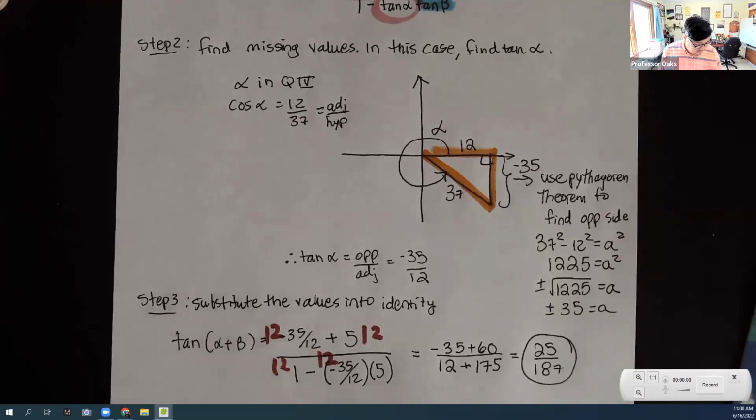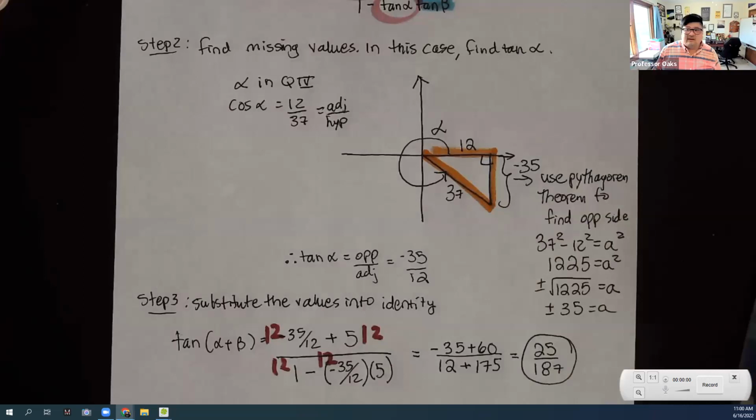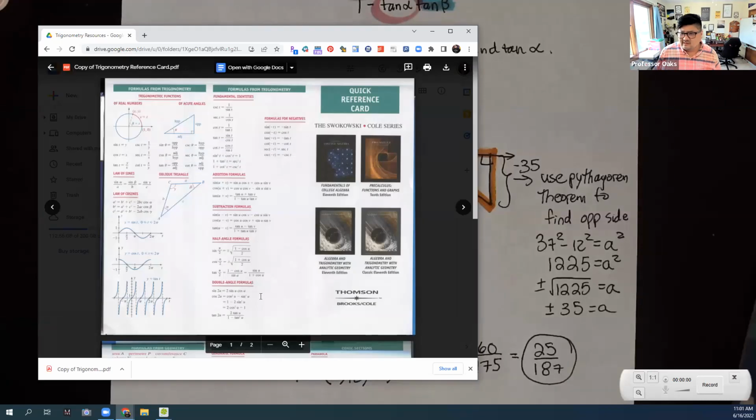So I just had a quick question. For the formulas like cos of alpha plus beta, do you know where we can find a sheet that shows all the formulas? I know you had something like that. Honestly, I would use the one that I put in here, because that is actually, okay, perfect.